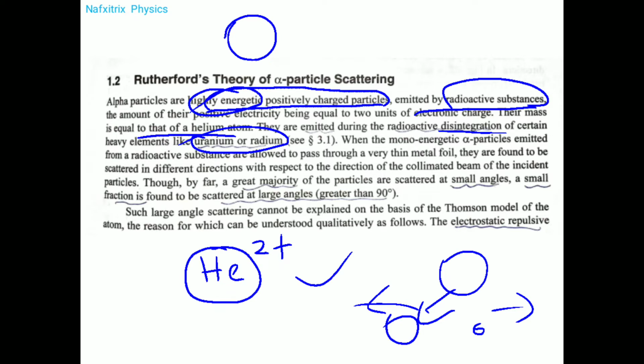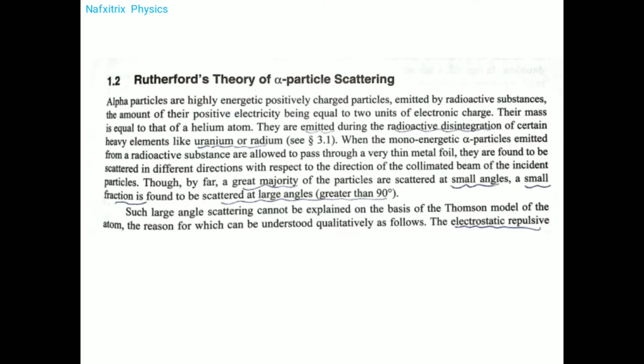Next, when the mono energetic alpha particles emitted from a radioactive substance are allowed to pass through a very thin metallic foil, they are found to scatter in different directions with respect to the direction of the emitted beam of incident particles. So what we need to do is, some decaying nuclei, this is a source of alpha particles, some uranium or some radium. From it would be released its own alpha particles.